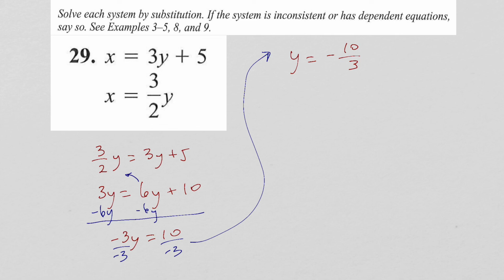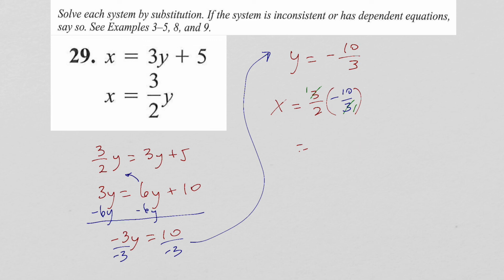Then I'm going to take that and I'm going to plug it into either one. It doesn't matter which one. I think this is easier because it's just one operation. So I'll have x is equal to 3 halves y. And I'll plug in what y is. That's negative 10 thirds. I'll cancel before I multiply. And I'm going to get a negative times a positive is a negative. 1 times 10 is 10. 2 times 1 is... I guess I could have canceled some more, huh?